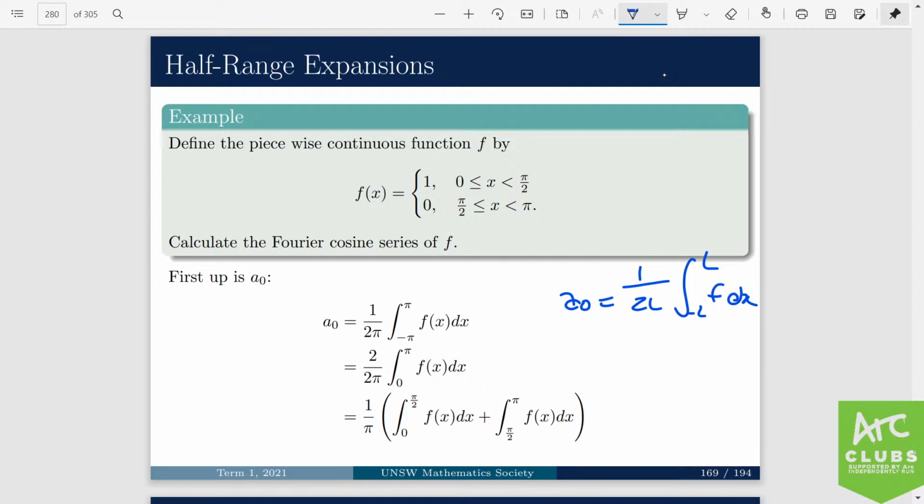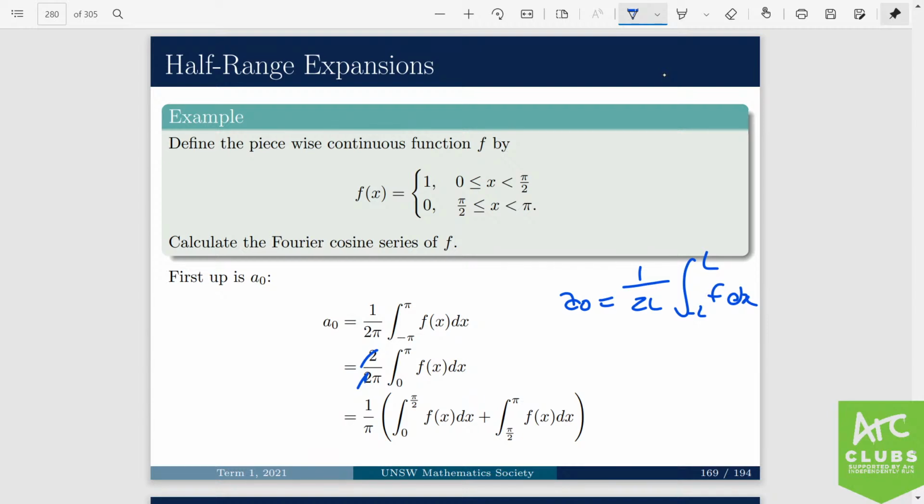Moving through, because this is an even function, we're integrating all the way through here. Because it's even, we know that it's going to be symmetric about here. So instead of integrating across these two regions, we can just integrate across one and multiply it by 2, because that's going to save us some time and energy. So we change the limits, and the 2 out the front cancels. Then we get 1 on pi times this integral.